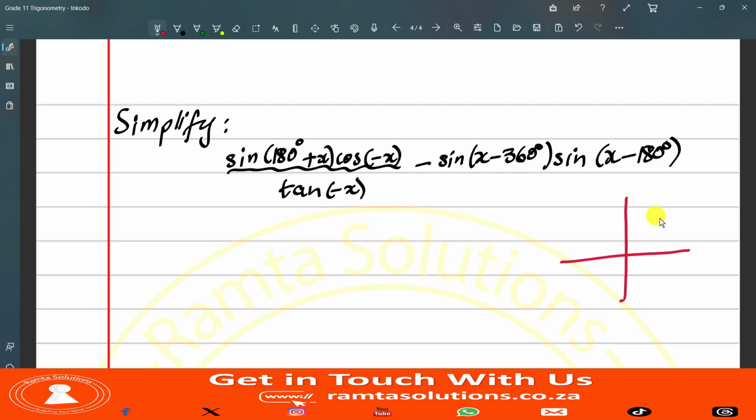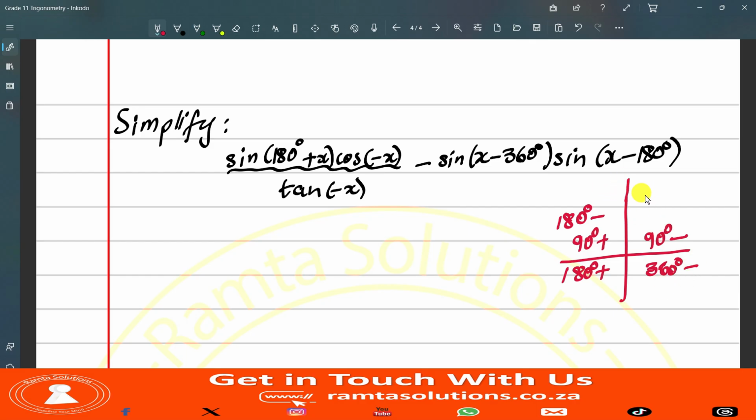Remember, we say the first quadrant is one where it's 90 minus an acute angle. The second quadrant is one where it's 90 degrees plus an acute angle, or you can say it is 180 degrees minus an acute angle. The third quadrant is where it's 180 degrees plus an acute angle, whereas the fourth quadrant is one where it's 360 degrees minus an acute angle.